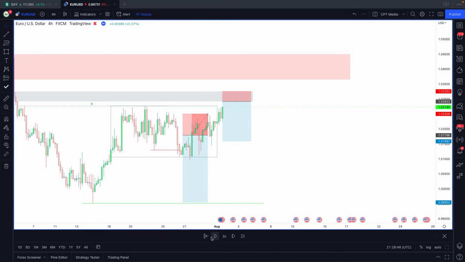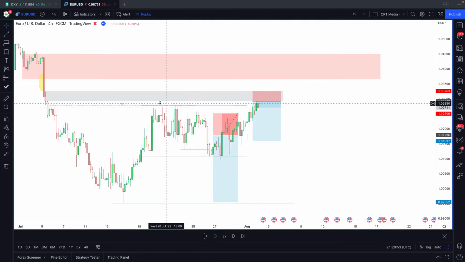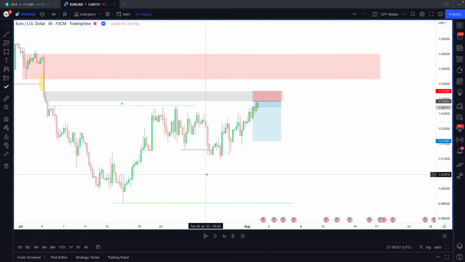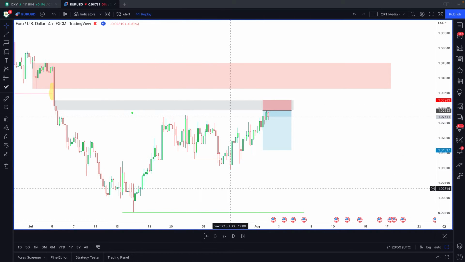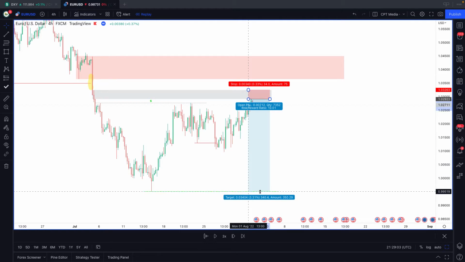So let's zoom in now. What do you see? It comes in, taps into our zone, and takes out this liquidity here. Takes out this liquidity point here now, right? It's taking it out after this clear consolidation. We've seen price come into our zone now.